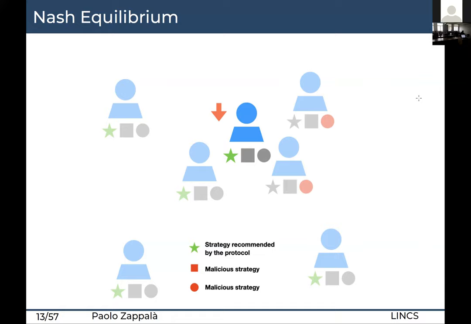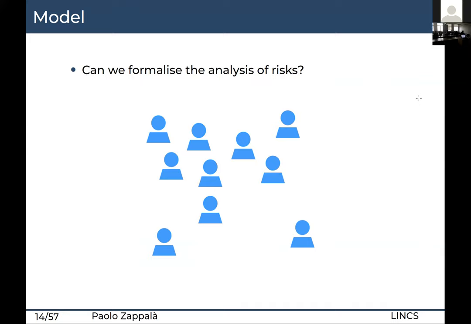But we want to extend this. We can list some risks and say, okay, this attack is a Nash equilibrium, and we have a list of risks for every blockchain. But if I want to deploy a blockchain within a certain field, I want to understand which are the full risks. I want to be sure about the full risks, and then have some indices that provide me feedback to understand if I should use it or not.